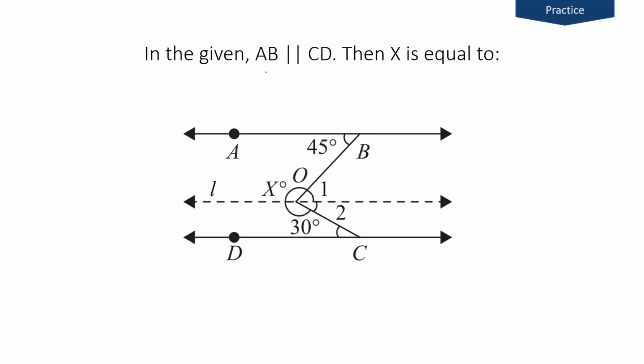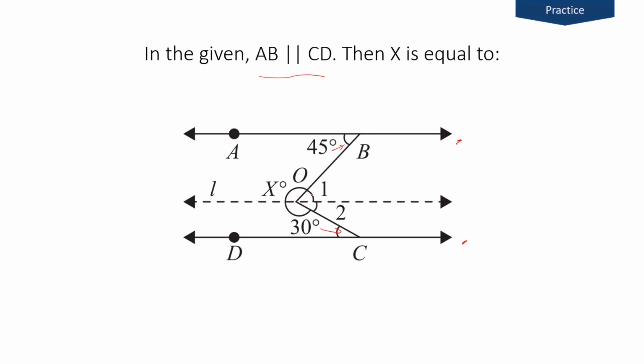Now in this example, it is given that line AB is parallel to line CD. Now they are asking the value of angle x. You can see that angle x is this reflex angle and we have to find this value. We are given two angles in this diagram. Angle ABX is 45 degrees and angle DCX is 30 degrees. To make this problem easier, we should create another parallel line which is passing through X.